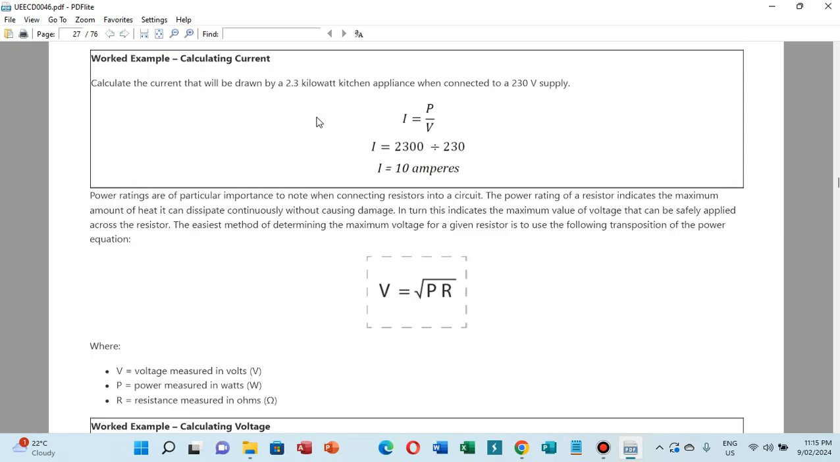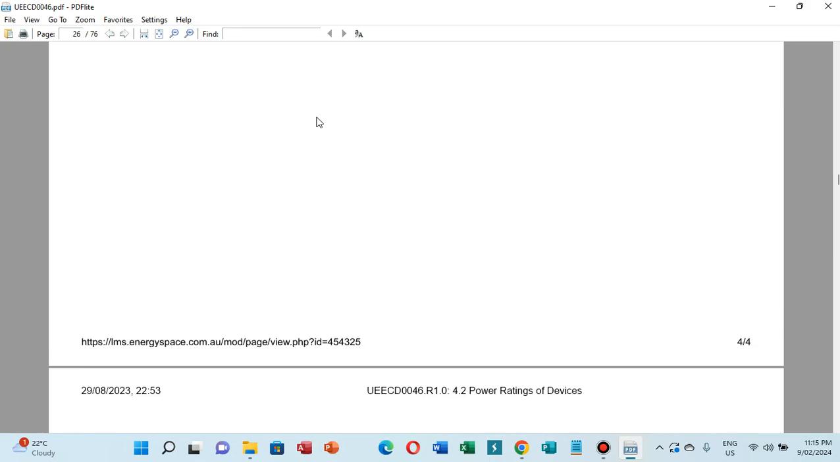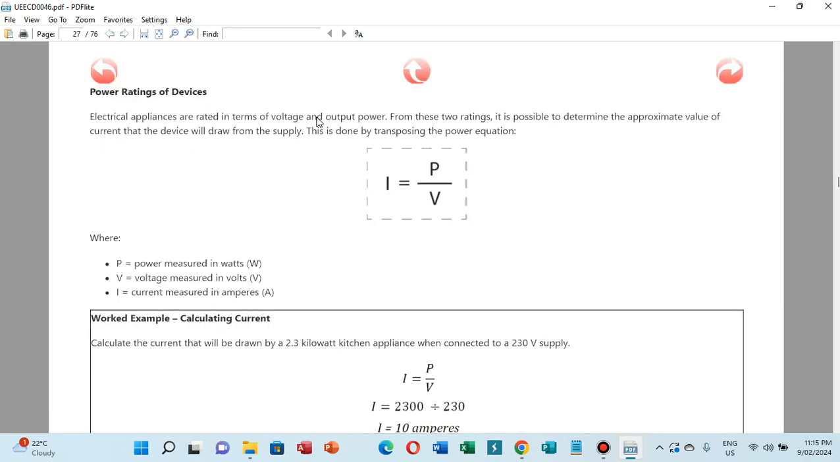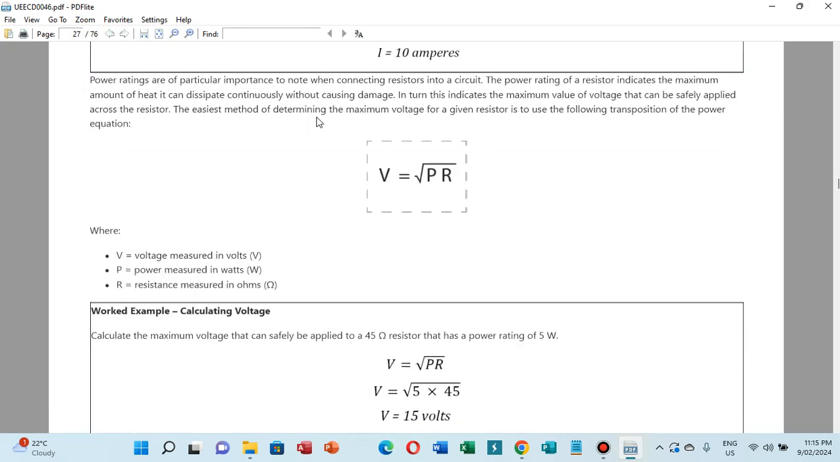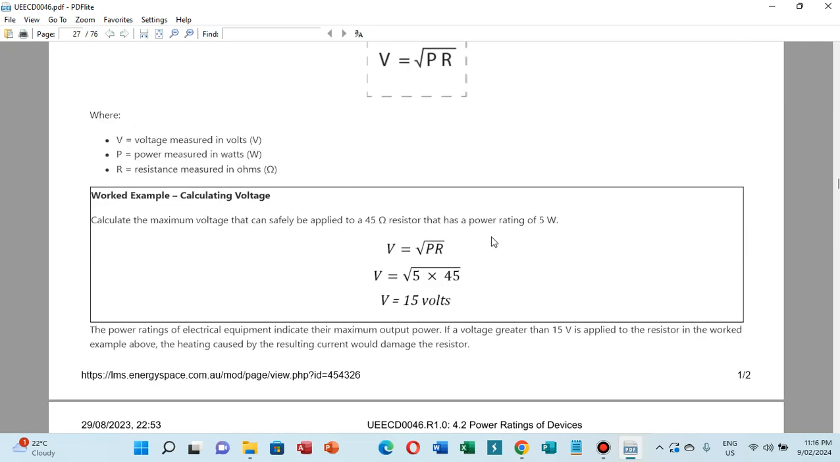So then the next equation that we also calculate. If you know that P equal to V squared by R, then you can also calculate V equal to square root of P multiplied by R. So if you know the power is 5 watt and the resistance is 45 ohm, then you can calculate voltage equal to square root of P into R, so then you got 15 volts.